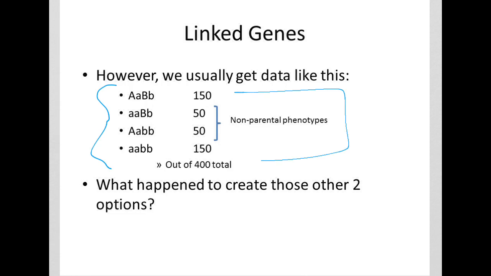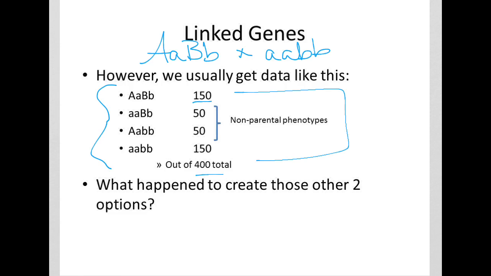However, unlike in our old scenario with the unlinked gene, right? And remember this cross. Just want to keep in mind what the parents were here. If we were to do this cross with unlinked genes, we would expect 25% of each of the categories, and out of 400 total, it would be 100 of each. However, that's not what we're seeing here.